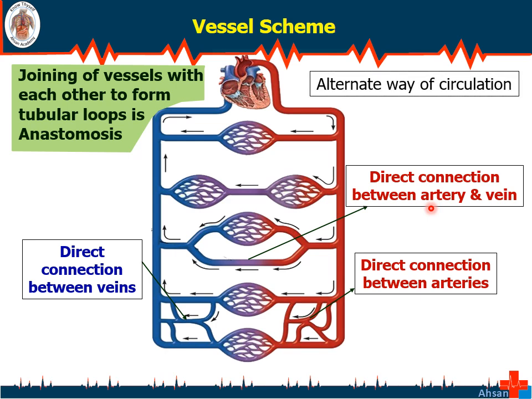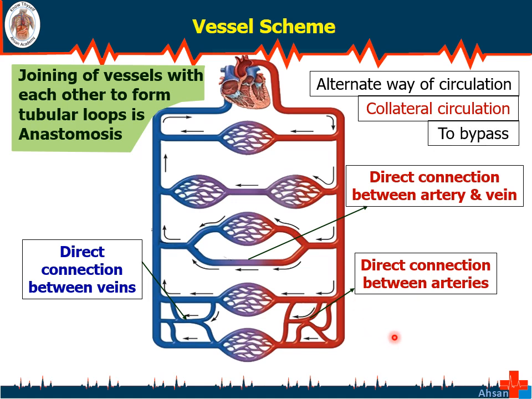This opens up an alternate way of circulation. Suppose this artery is blocked, then through this, blood can flow. Suppose this artery is blocked, so blood will come through this and go through this to cover this area. So this route will be opened when this part is blocked. This is known as collateral circulation, alternate circulation. This is the bypass circulation. This helps to create a bypass channel to maintain the arterial supply of that region.